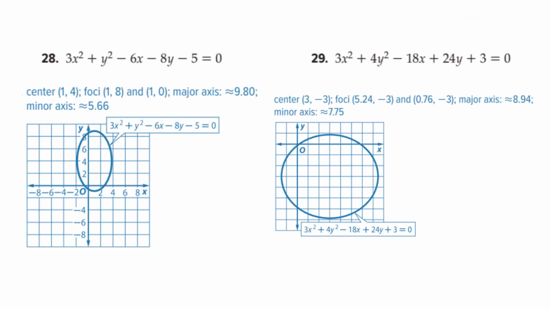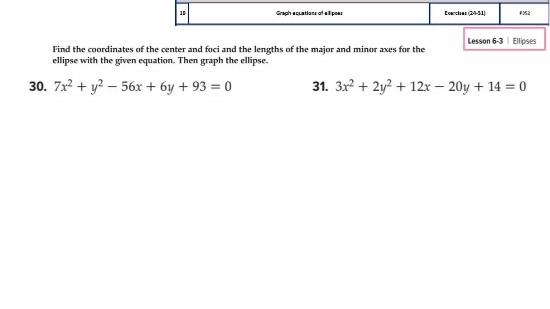So this is the answer key for question 28-29. I hope you got the correct answers. Okay, now I will also explain for you question 30, which is going to be solved using the same method, that is completing the square.